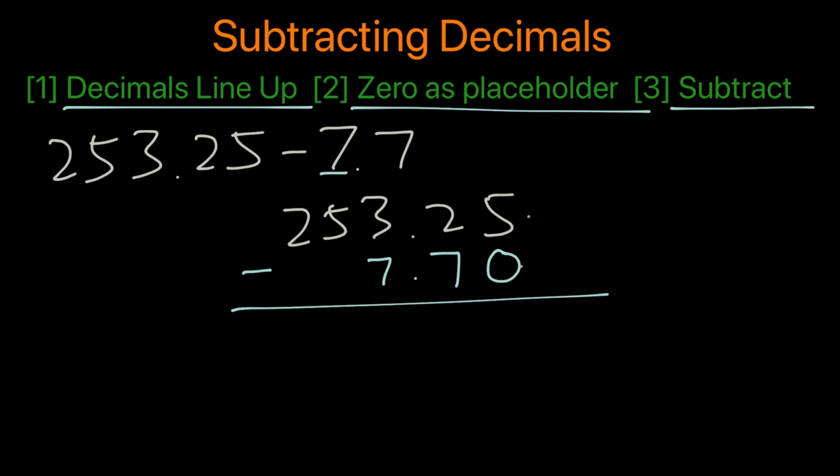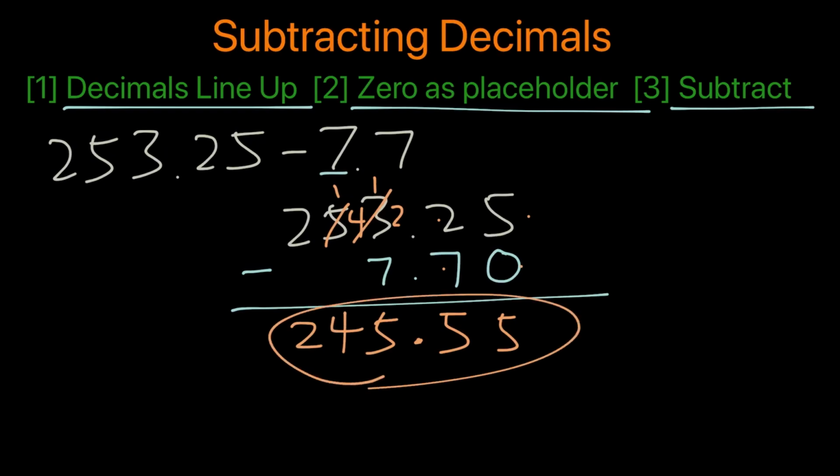So 5 minus 0 is 5, 2 minus 7 needs to borrow 1 equals 5, bring the decimal point down. 2 minus 7 needs to borrow. 12 minus 7 is 5. Bring the 4 down, bring the 2 down, and our answer is 245.55.